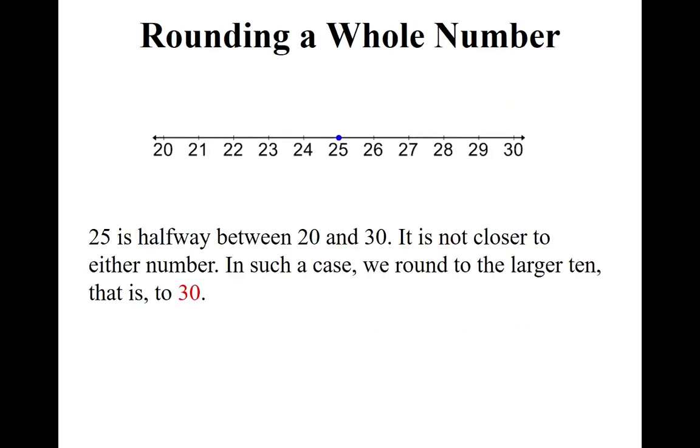But what about if we're exactly in the middle? If we look at 25, which is halfway between 20 and 30, it's not closer to one or the other. In such a case, the rule is that we round to the larger 10. Round up if you're right in the middle. So we round 25 up to 30.